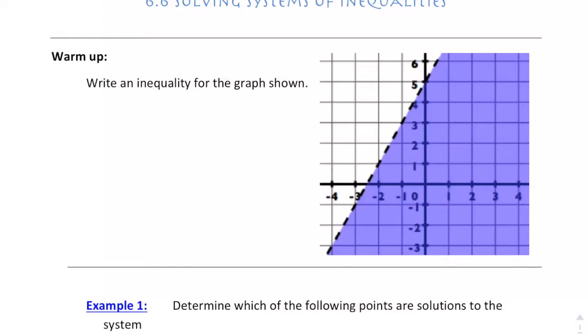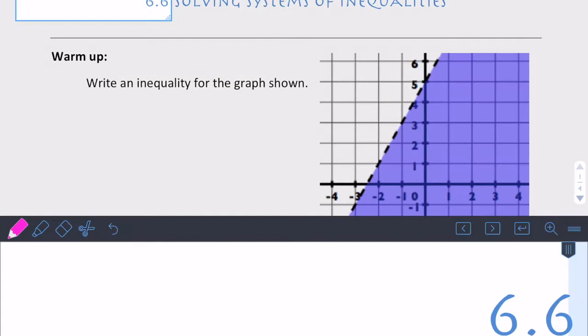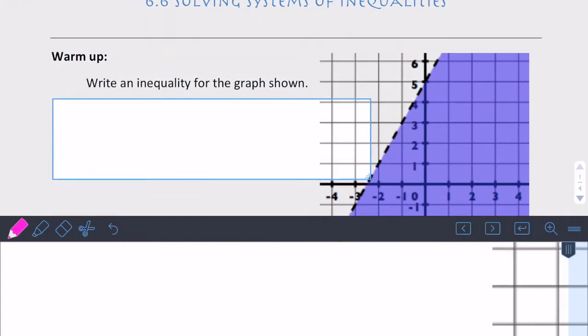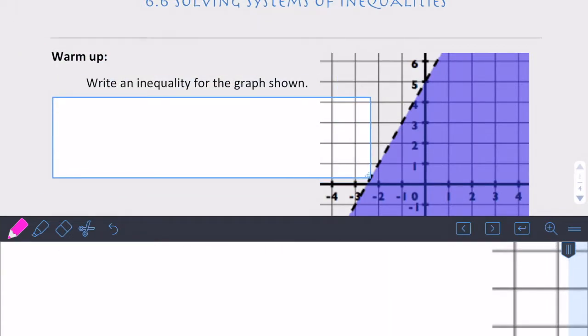Okay, so today we're going to solve some systems of inequalities. If you remember from your Algebra 1 days, we're going to do a quick refresher here. An inequality is a lot like an equation when you go to solve it, except you're going to have multiple points that are solutions instead of just one.